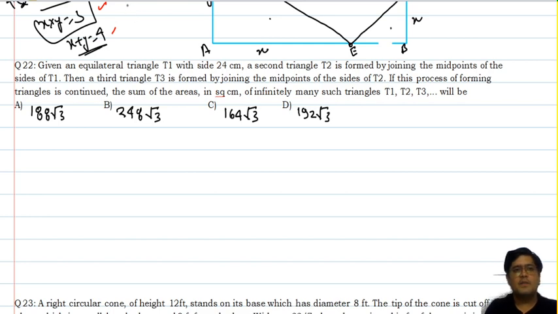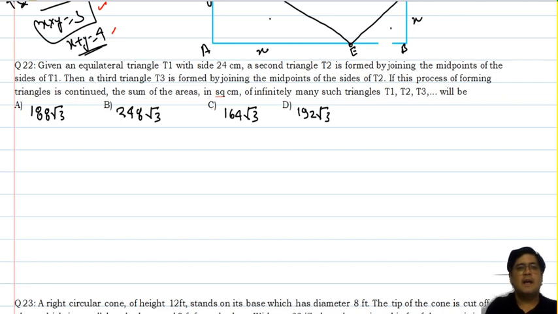Now, what is being said here? Given an equilateral triangle T1 with side 24 centimeters, a second triangle T2 is formed by joining midpoints of sides of T1. A third triangle T3 is formed by joining midpoints of sides of T2. If this process of forming triangles is continued, the sum of areas in square centimeters of infinite such triangles T1, T2, T3 and so on will be.